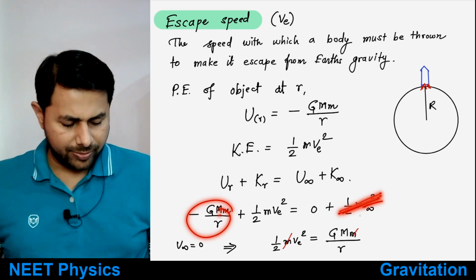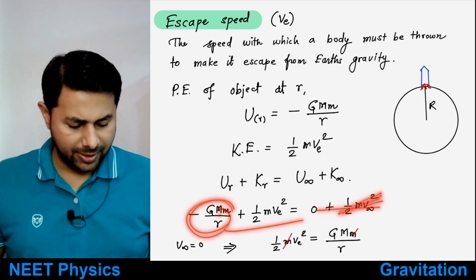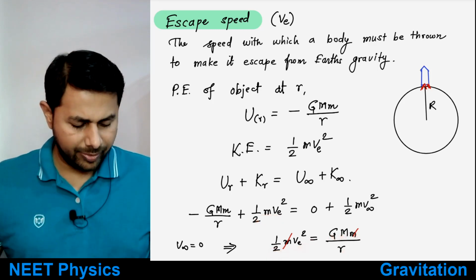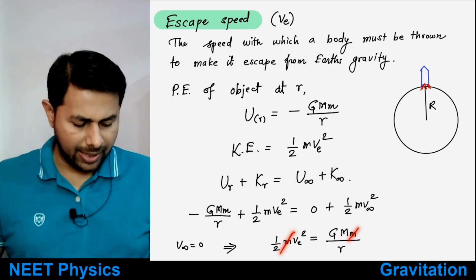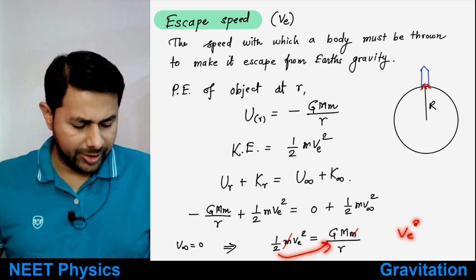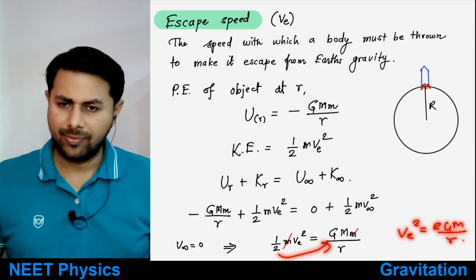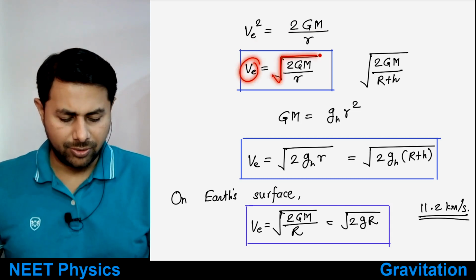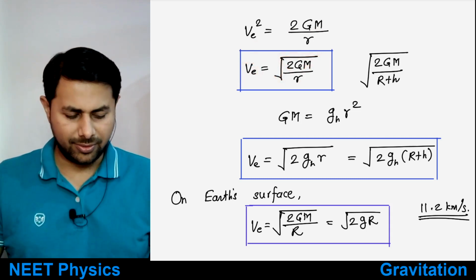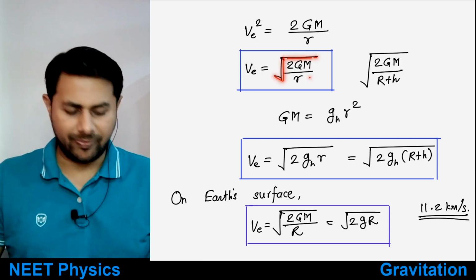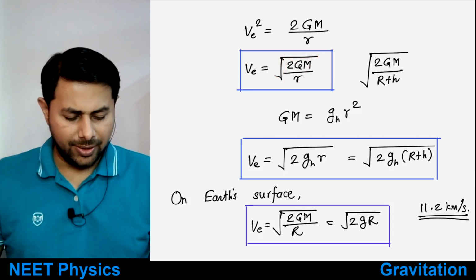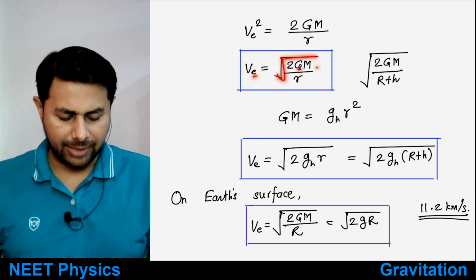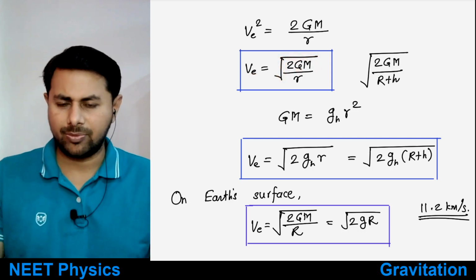Then the right hand side is 0. Move this thing to the right hand side. So half of mv square is equal to GMm divided by r. Then you can cancel out m and m. Move 2 to that side. So we get v square is equal to 2 times GM divided by r. And therefore what is v? V is root of 2GM divided by r. Square root of 2 times GM divided by r. Is it clear up to this point?